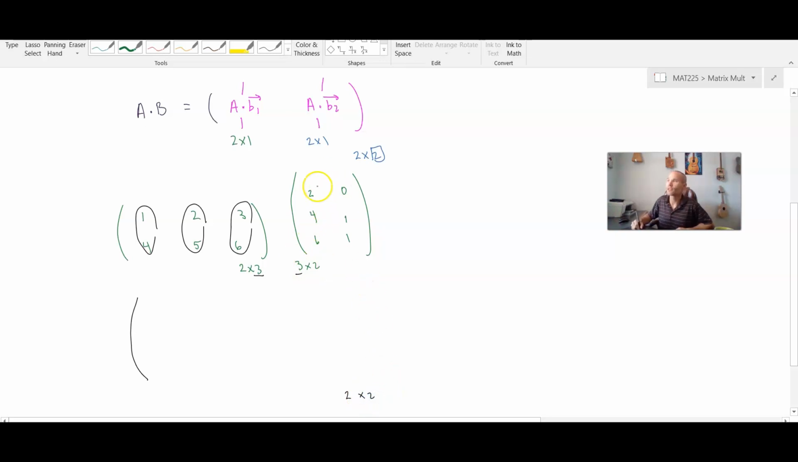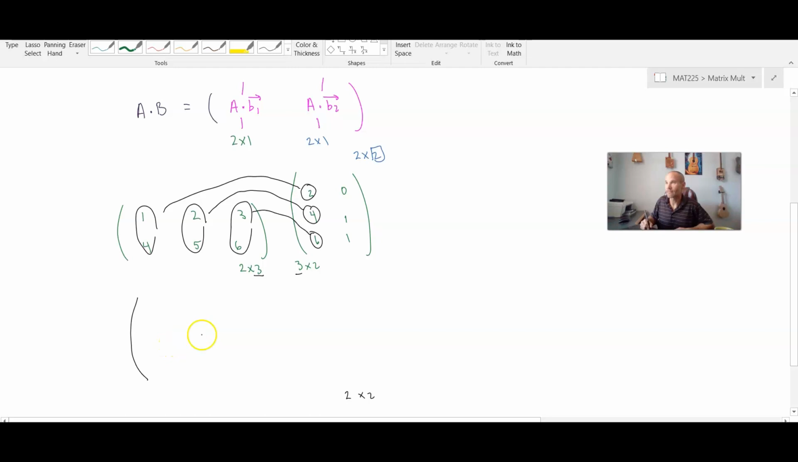Now it's important that the inner dimensions match because each one of these values here has to have a column to scale. So there are 3 columns in the first matrix. There are 3 elements, there are 3 rows that are each going to scale one of those columns. So I'll have 2 times this vector plus 4 times this vector plus 6 times this vector.